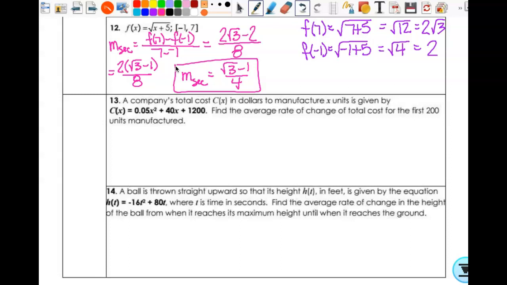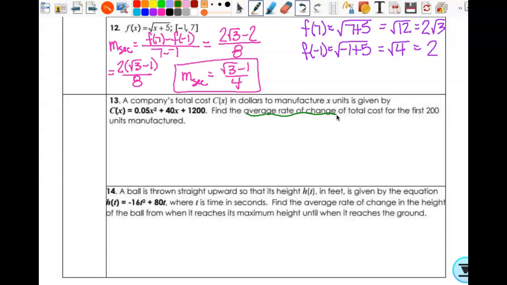Okay. What questions do you have? Okay. So let's look at 13. A company's total cost, C of X in dollars, to manufacture X units is given by this function. Find the average rate of change of the total cost for the first 200 units manufactured.